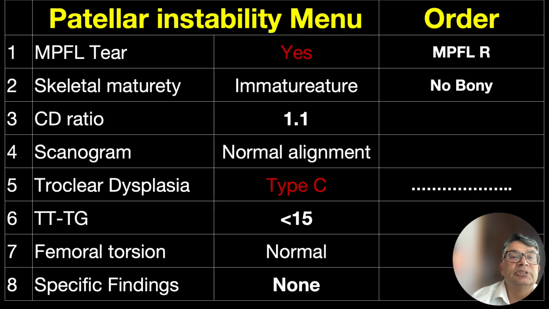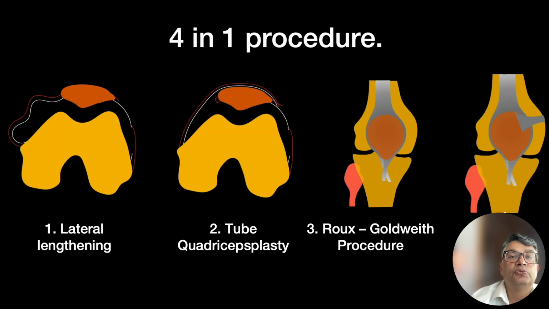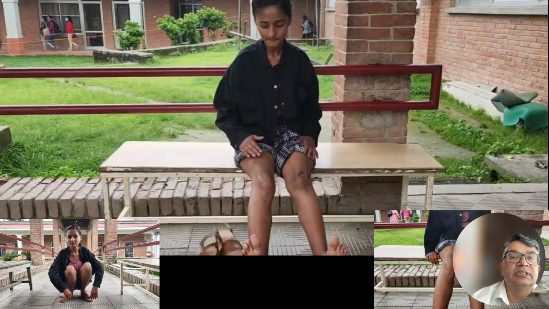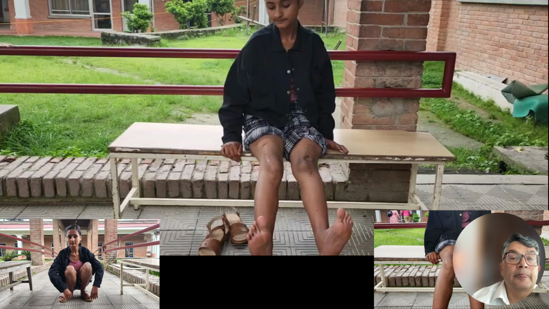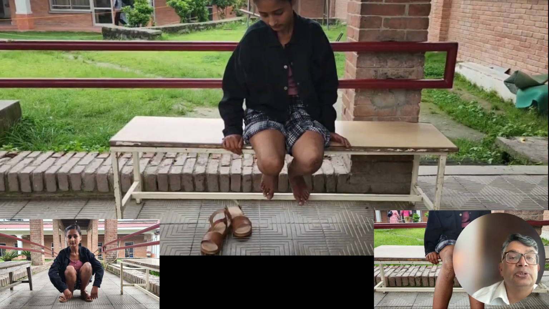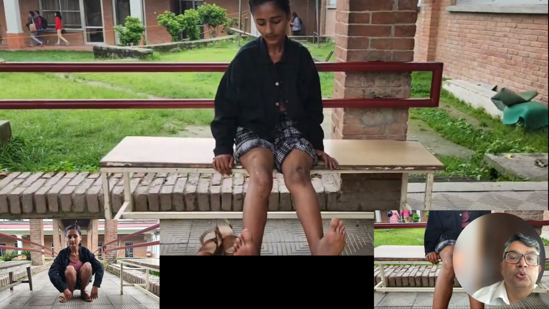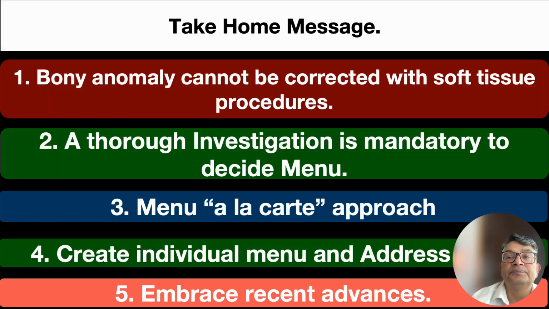So what we found was patellar instability and immature bone, so we cannot do a bony procedure. She was having trochlear dysplasia, but trochleoplasty cannot be done. So in these cases, in the adolescent and pediatric age group, we do a 4-in-1 procedure, which includes lateral lengthening, quadricepsplasty, Roux-Goldthwait procedure, and the MPFL reconstruction. And she received this on both sides, and you can see after about 1.5 years, she was able to flex the knee. She was able to squat and do her daily activity.